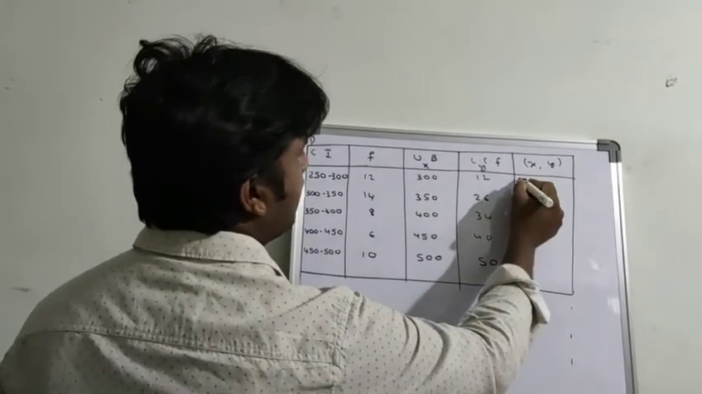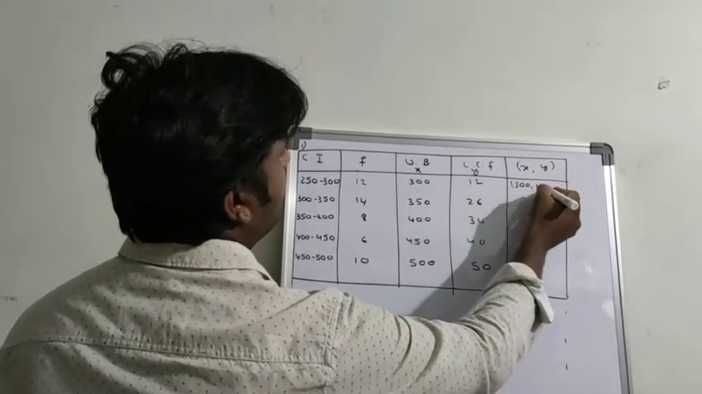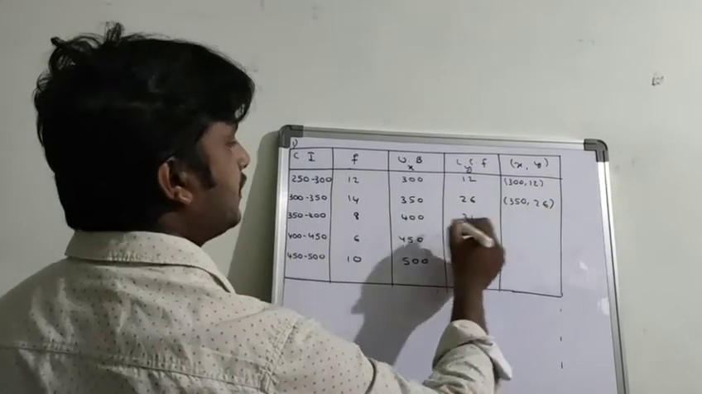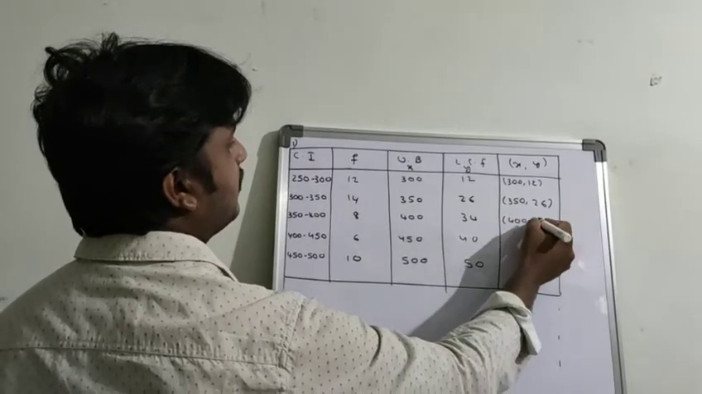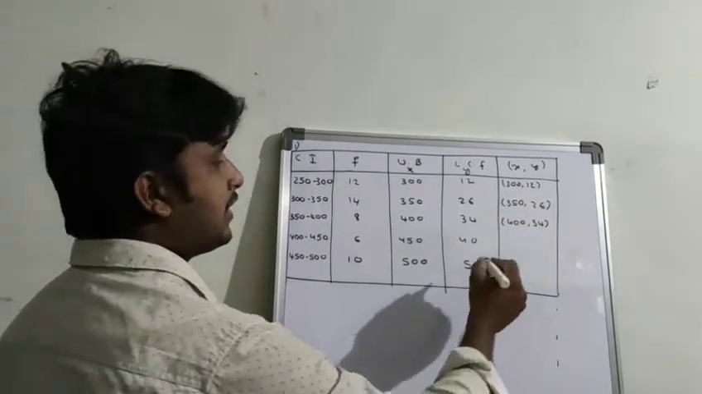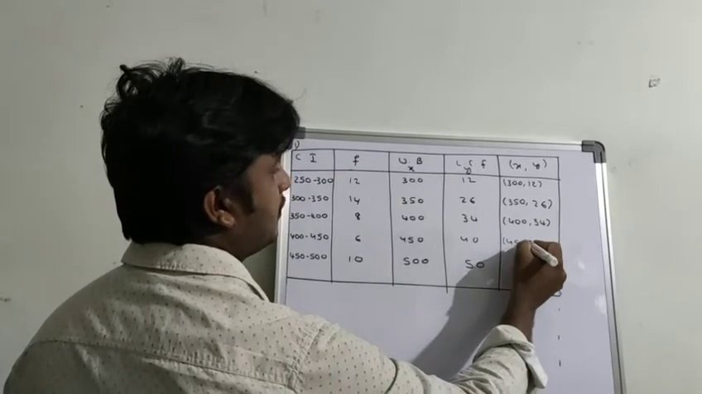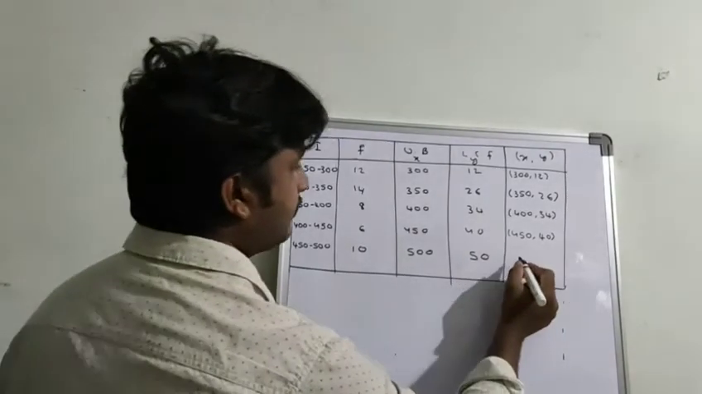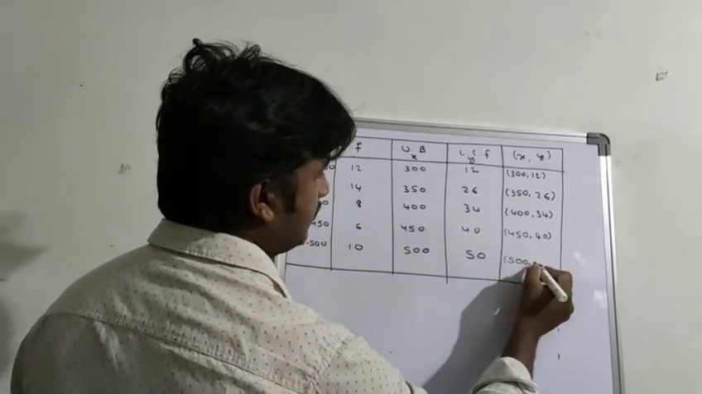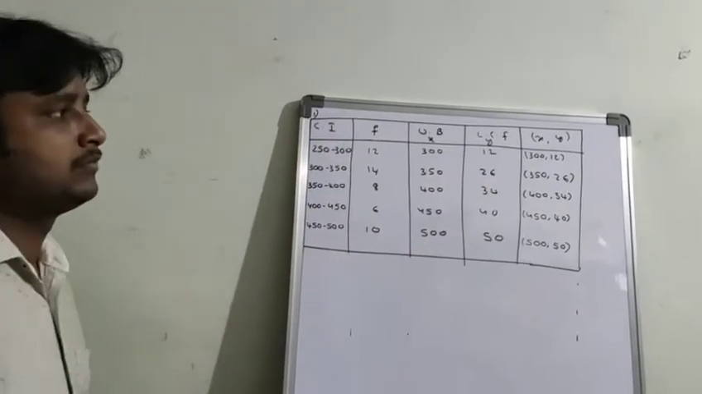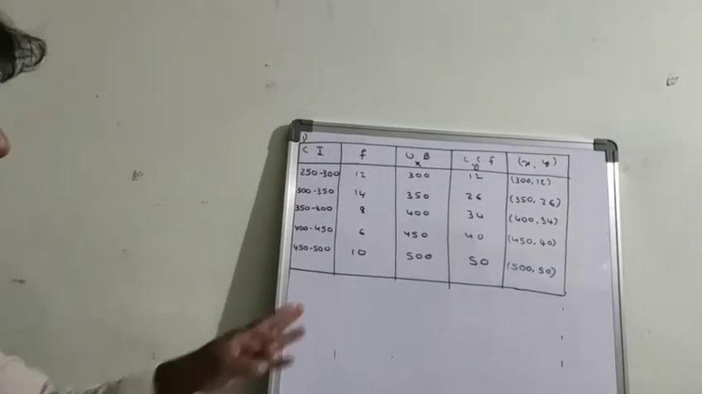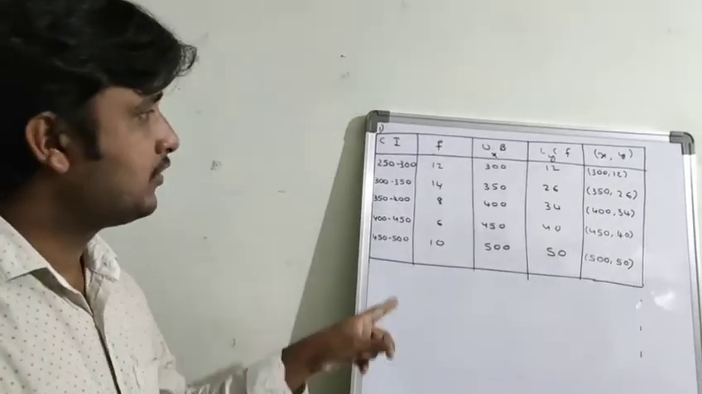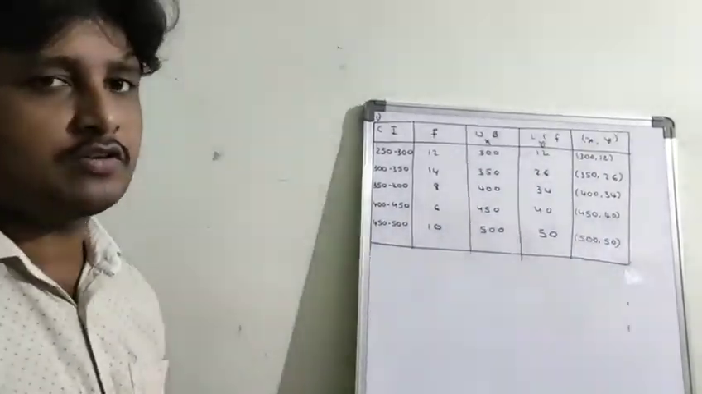So the first point is 300 comma 12, next 350 comma 26, next 400 comma 34, next 450 comma 40, next 500 comma 50. So this is the way. Now we have x and y values, and next we have to draw the graph.